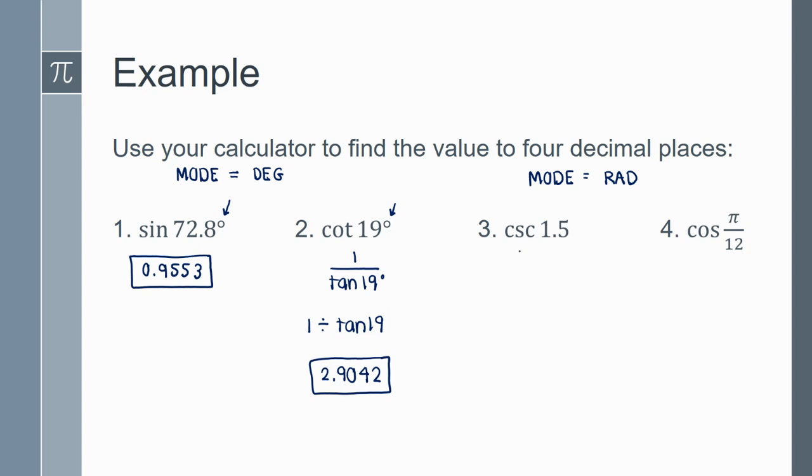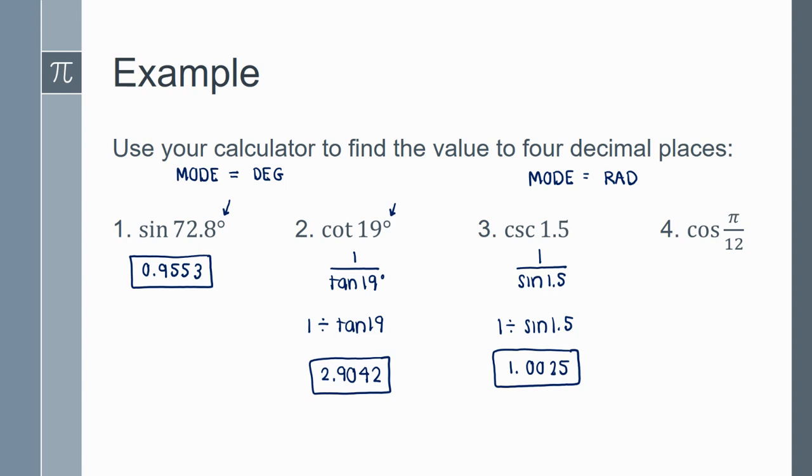Cosecant, remember, is the same thing as the reciprocal of sine. So I want 1 divided by the sine of 1.5. There are a couple different ways you can type it into the calculator, but we need to be in radian mode in order for this to be successful. Rounding to 4 decimal places here, we should be getting 1.0025. If you're not getting these, please let me know.